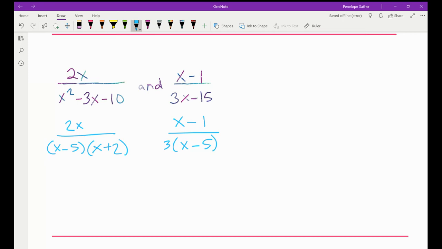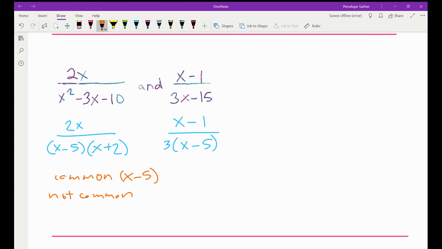Now, just like we did on the last problem, we can go through and we can make a list of things that they have in common and things that they don't have in common. So the common things, you're going to have, starting with the fraction on the left, you're going to have an x minus 5. Okay, and the fraction on the right has an x minus 5 as well. The not in common things, we also need to include those.